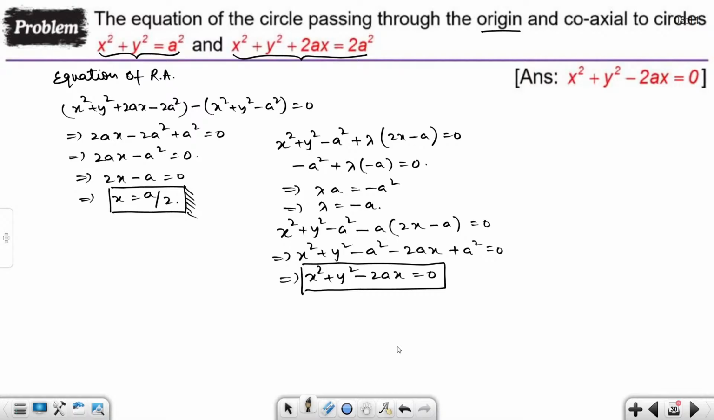This is actually the method of finding out any coaxial circles. Is it clear? Always remember, coaxial circles are the family of circles passing through the point of intersection of any one of the circles and the radical axis. That's it. And then whatever condition is given, use it to find the value of lambda. Okay, let me take another problem.